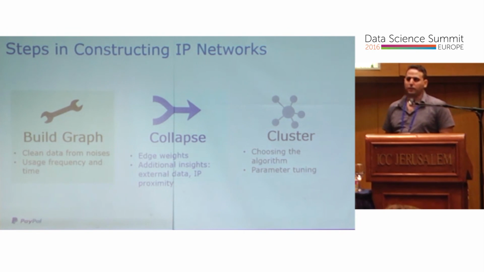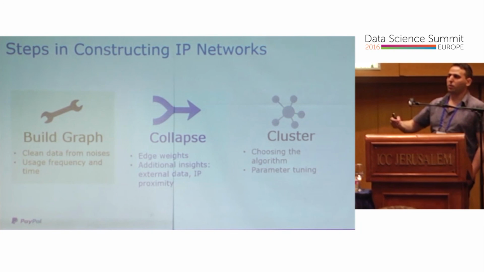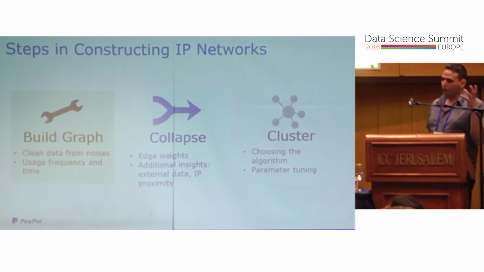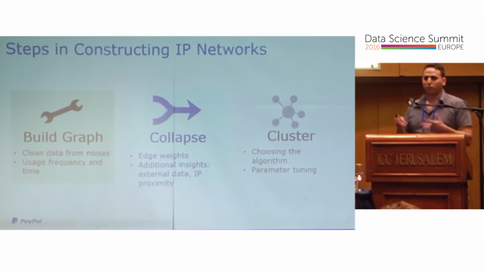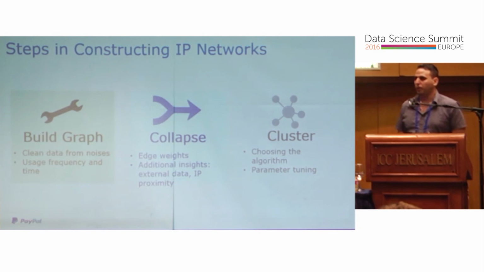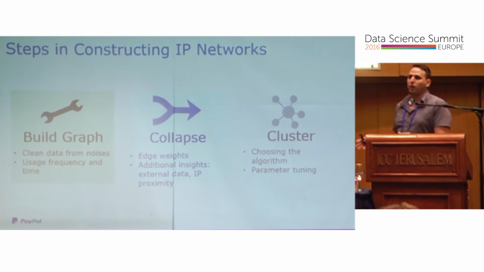So how do we use internal data to build IP networks? The first step is to build a graph, a usage graph: user A uses a certain IP, and we build this graph connecting IPs and users. In this step, one of the most important things is to clean the data from noise. Usually in papers and presentations, the first step doesn't get enough attention because it's very tightly coupled with your business logic and data. What we do at PayPal would probably not be relevant for other organizations.